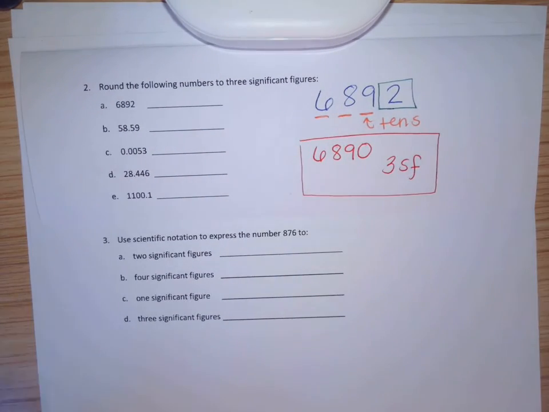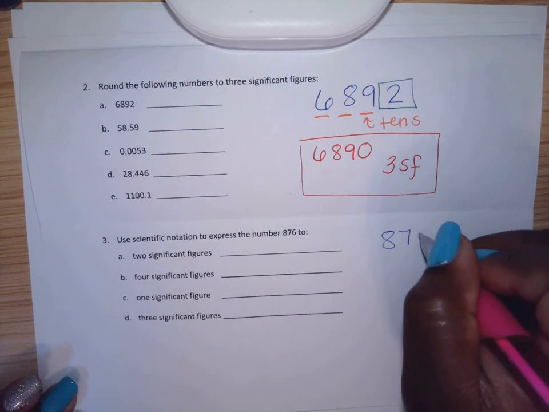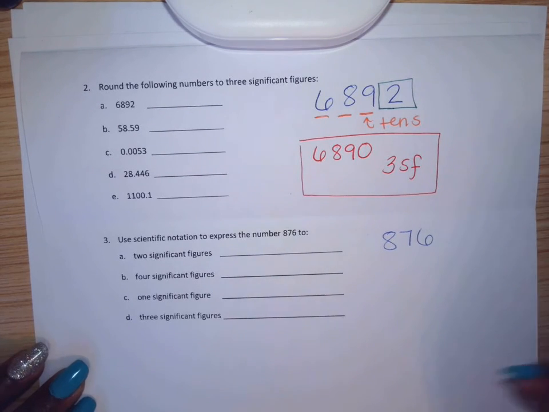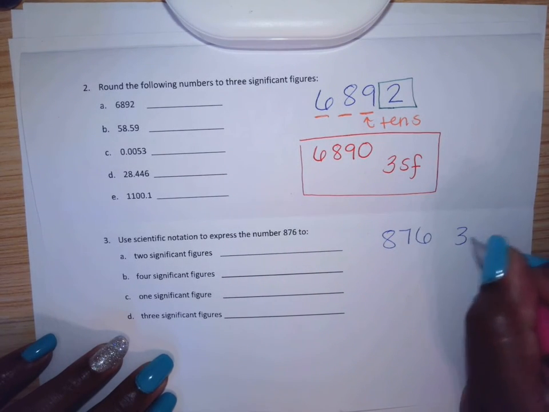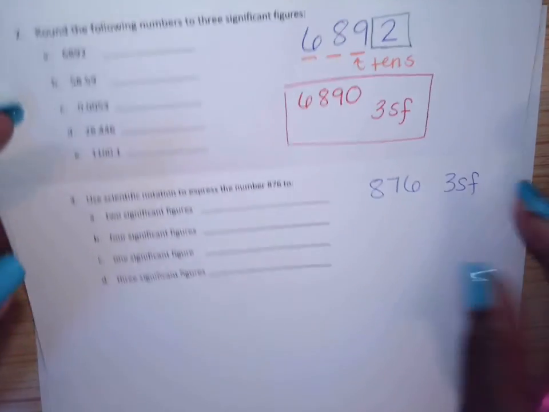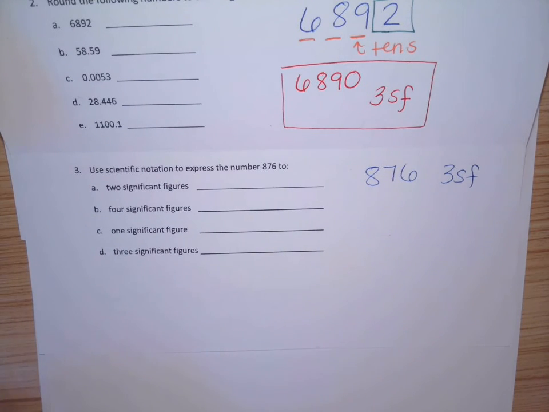Then the next one. Now you have a number, 876, and you're asked to show it in scientific notation with the indicated number of significant figures. So you want to first look at 876, and you can see that this number has 3 significant figures. We can see that because we're only dealing with non-zero digits. So we know the 8, the 7, and the 6 are all significant.